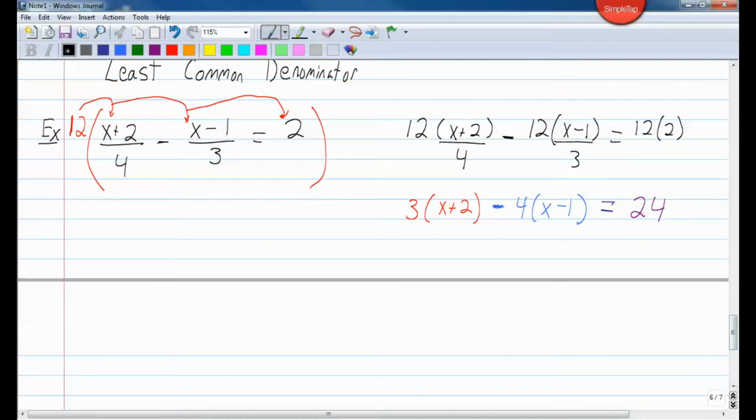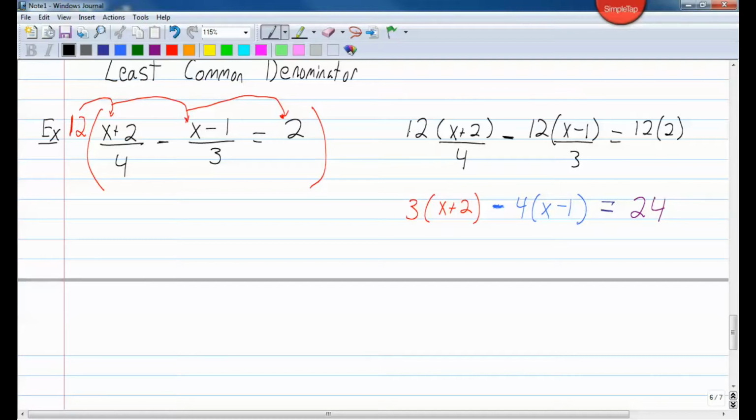And here is the step that some of you might want to skip if you're good at doing mental math. What I mean by that is, let's look here where I have the original equation. Everybody look up here where I have the original equation. You can just say 12 divided by 4 is 3, and say 3 times the numerator, like I have right here. And then minus 12 divided by 3 is 4 times the numerator. And then 12 times 2 is 24. If you have trouble with mental math, though, you may just want to do it step by step so that you don't make any mistakes.